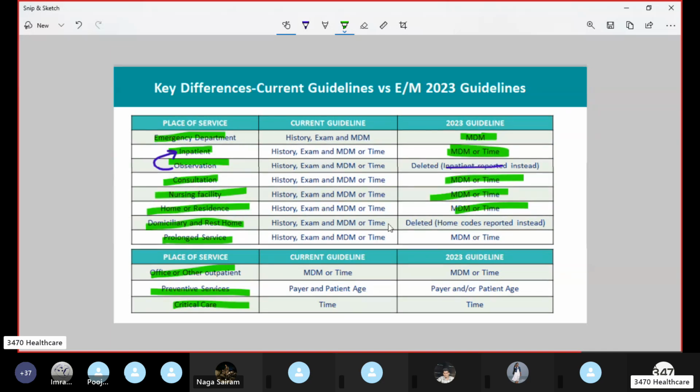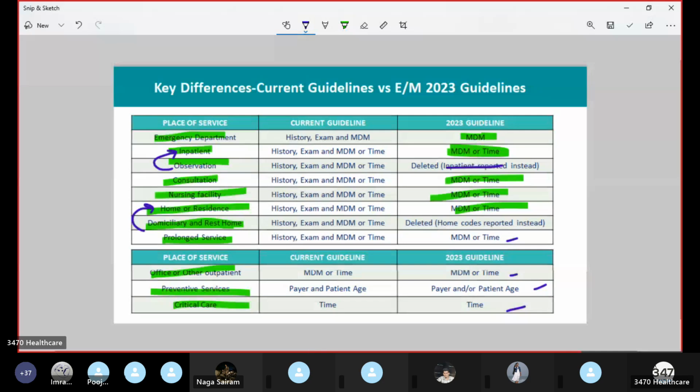Nursing facility, home residence. And here they are telling domiciliary and rest home codes are deleted. They are telling us to use the home service code. Prolonged service is based on MDM or time, office or other outpatient service on MDM or time, preventive visits on patient age and payer, and critical care based on time. You can make a short note of this.